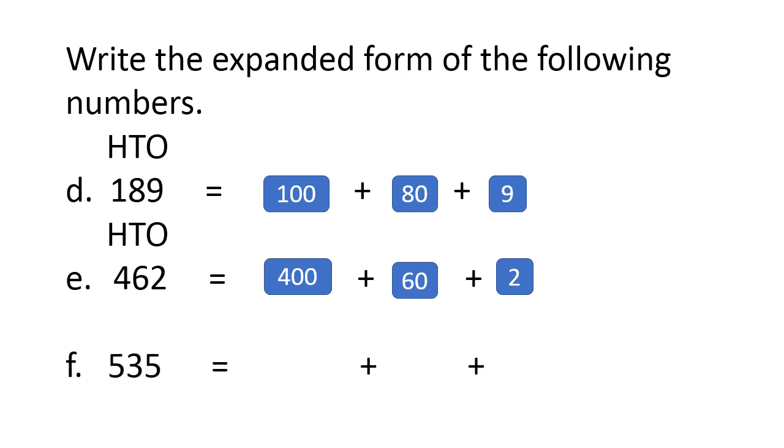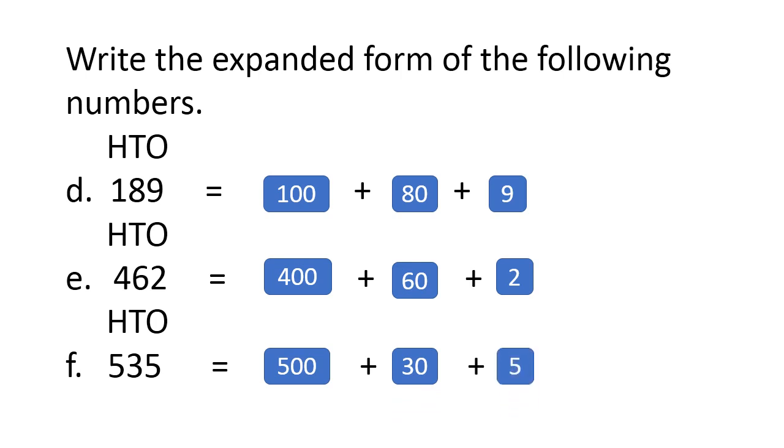Now in F part, 535 is our numeral. We will write places on it: ones, tens and hundreds. So what is the place value of hundreds place 5? The number 5 at our hundreds place, what will its place value be? 500. Then 3 is at tens place, 30, and 5 is at ones place, 5. So the expanded form of 535 is 500 plus 30 plus 5.